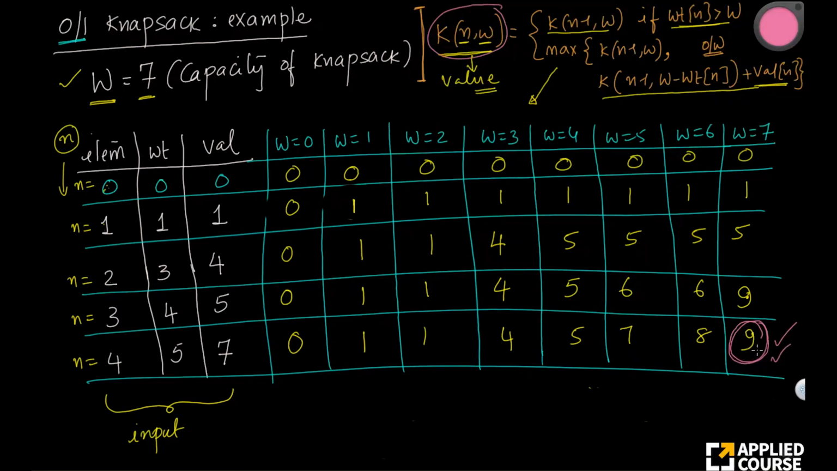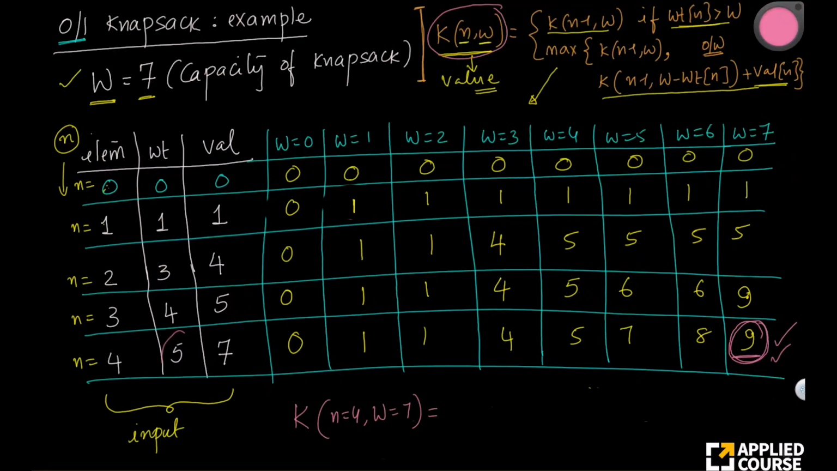Now here comes the fun part. We know the total value, but which of these items are present in the knapsack? How do we determine this? First, let's work backwards from here. How did I get this 9? This is K(N equals 4, W equals 7). How did I get this value as 9? If you look at this item, its weight was 5, which is less than W, so it didn't go through the first case. It must have gone through the second case.